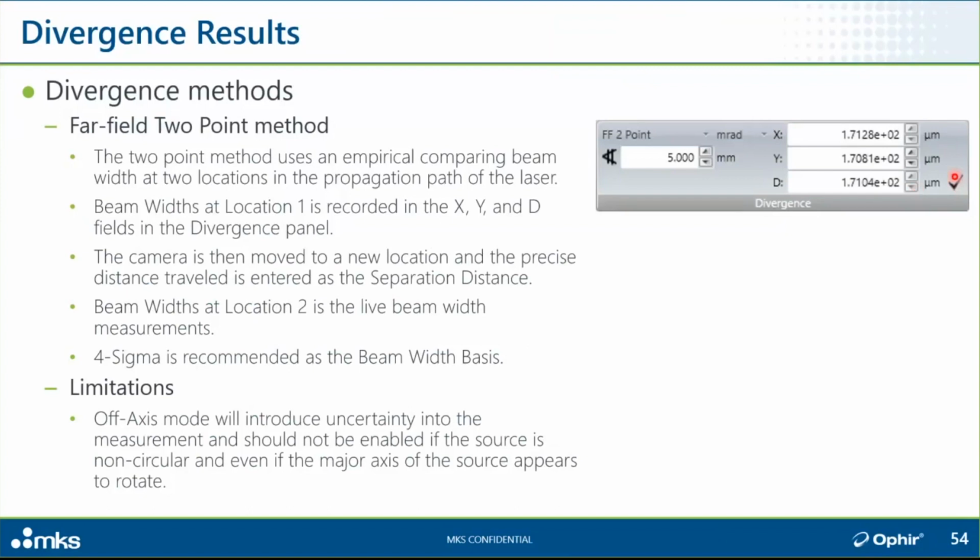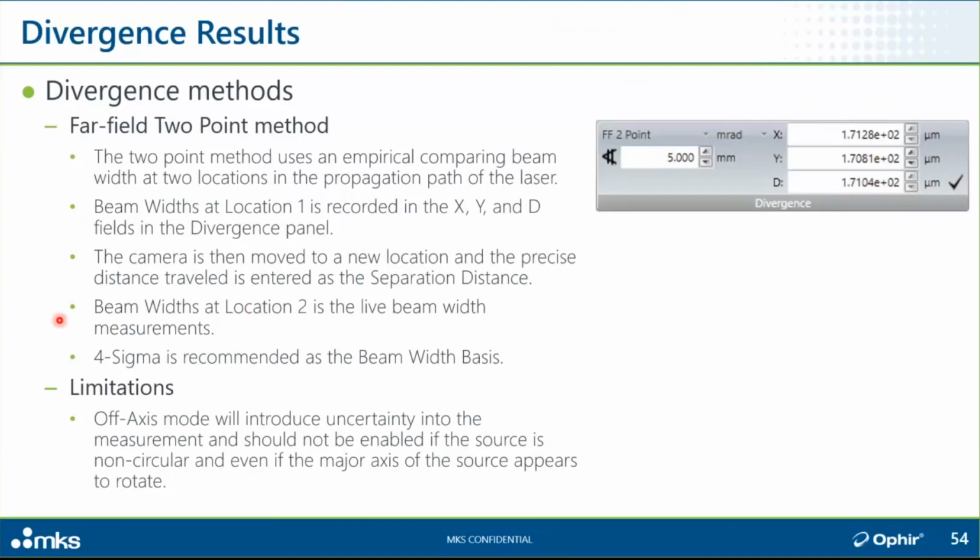Press the check mark button in the divergence panel, and all of the current beam widths will be put and preserved into the panel. Then translate the camera, move it in the z-axis, record the precise distance traveled, enter that into the divergence panel, and then the resulting divergence measurements will automatically be calculated.